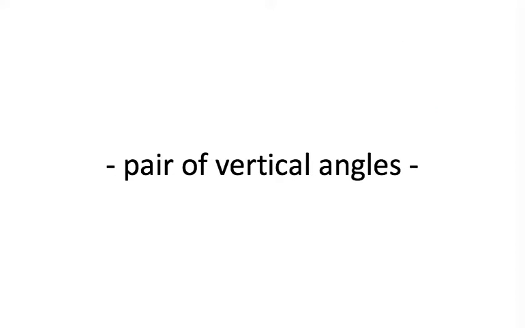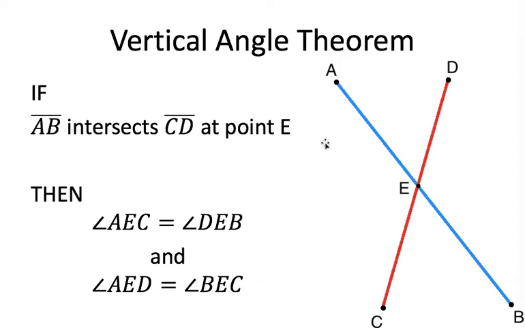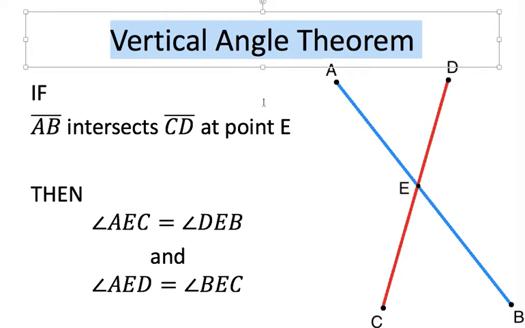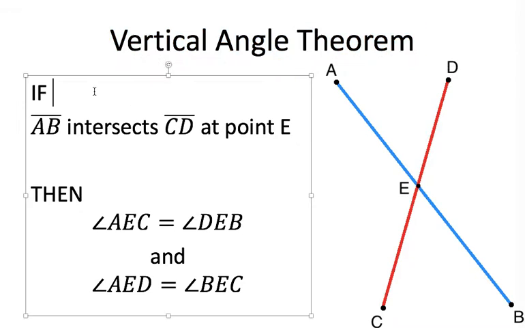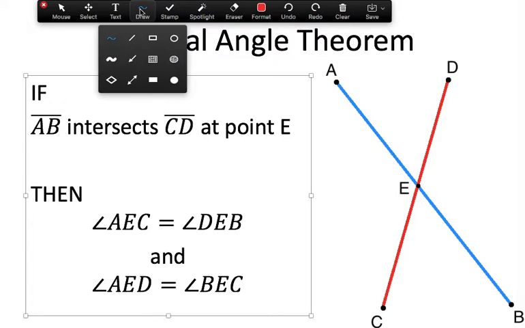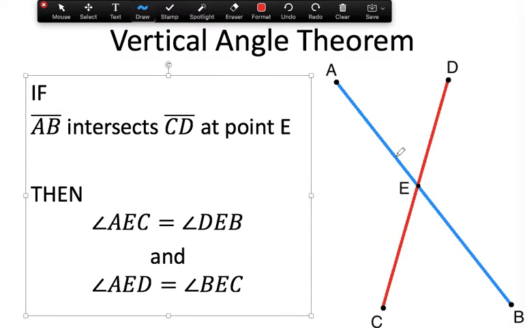The next vocabulary word we're going to be talking about is pair of vertical angles, or vertical angles. So here I have drawn line segment AB and line segment CD intersecting at point E. And once again, even though I drew line segments, this would also work with lines. This is called the vertical angle theorem. So if you have these two line segments intersecting at point E, then those two angles right there are going to be equal to each other.